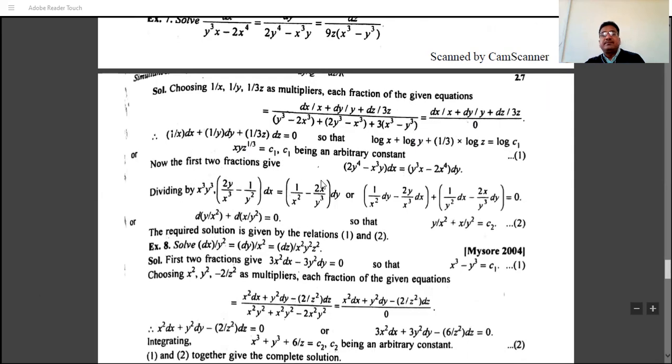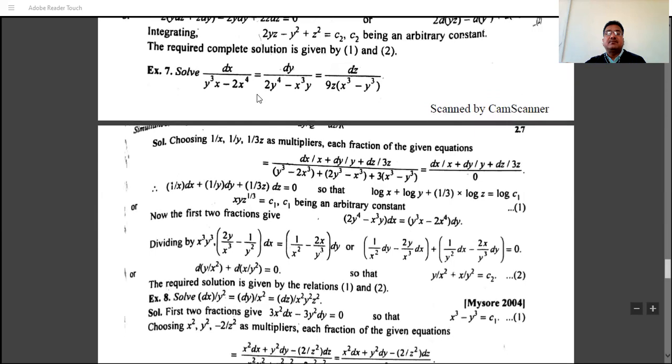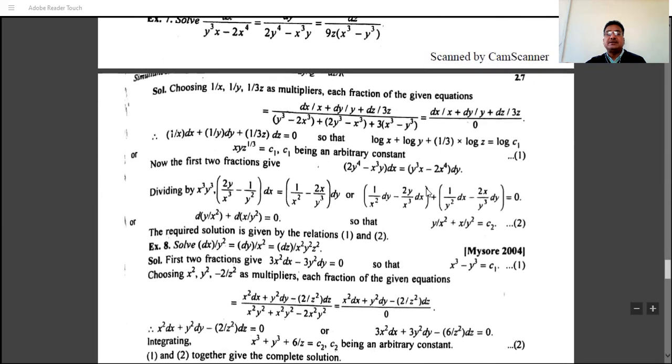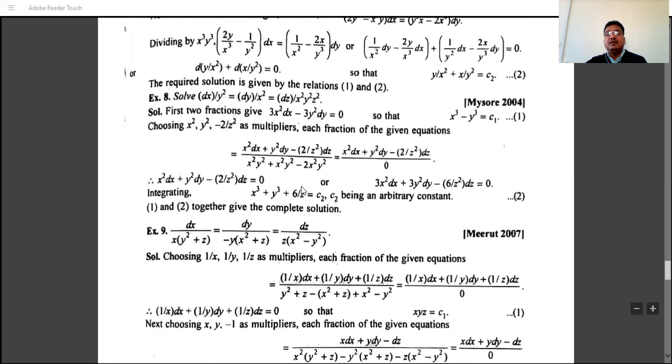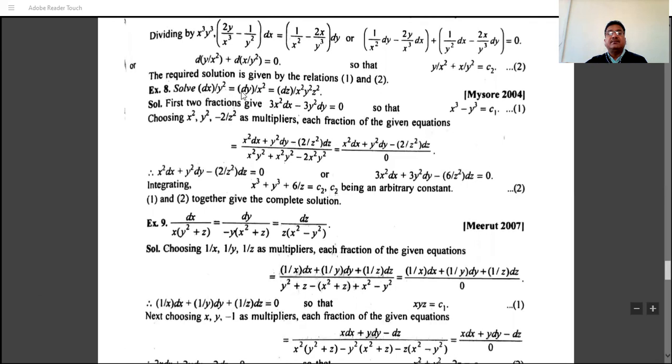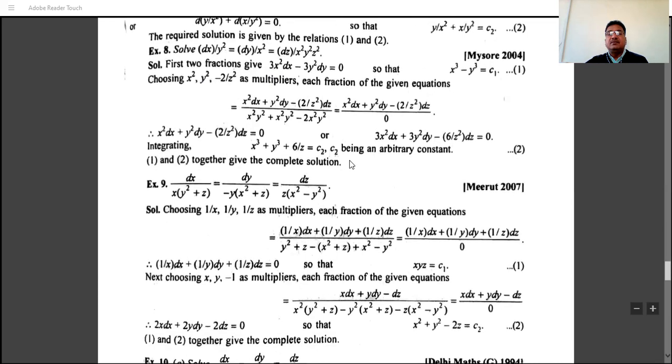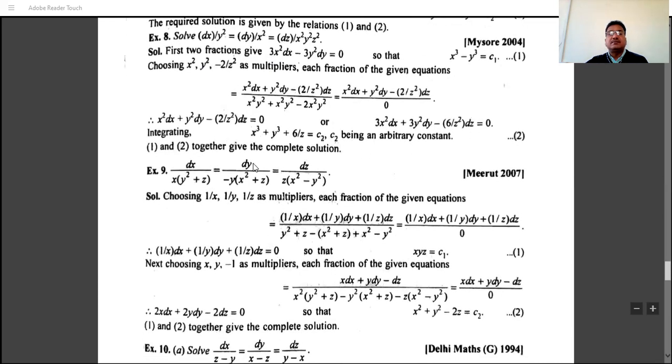This is solution number 1. Then consider the first two fractions, because z is absent in them. After separating the variables and integrating, we have this answer. Next, problem number 8, again of the same type. Use multipliers x square, y square, and minus 2 by z square. Each ratio is equal to this, and the answer is 0. Then after integration, we have this answer.